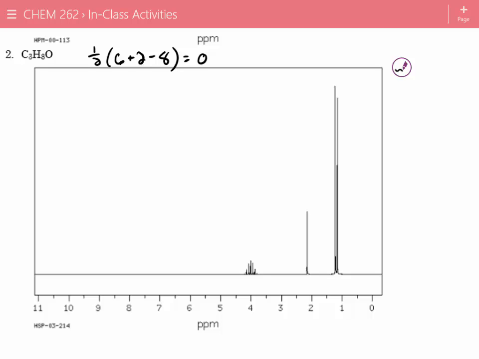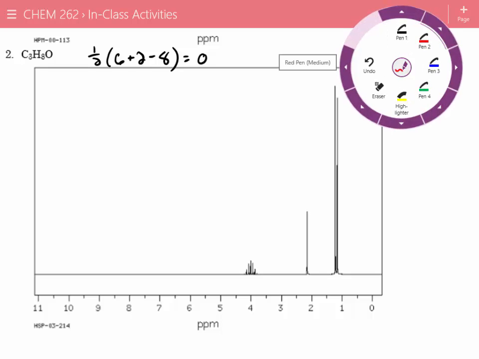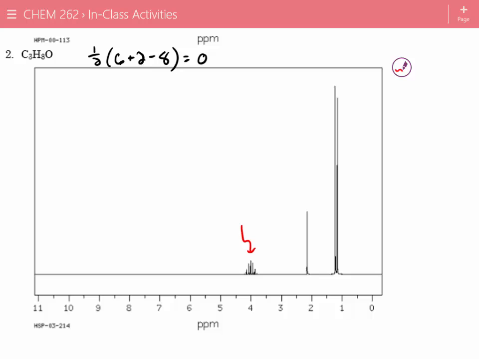So let's use our detective caps here and say this probably has 6 3-bond neighbors. What about this one around 2? Is that a singlet, doublet, triplet? That's a singlet. Looks like a singlet to me. If it's a singlet, how many 3-bond neighbors does it have? 0.